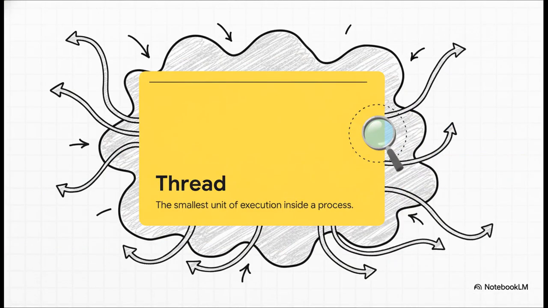So we've talked about how processes can be kind of heavy, right? They're expensive to create and to switch between. So you might be asking, is there a lighter way to do things? And the answer is yes. It's called a thread. A thread is the smallest unit of work you can have inside a single process.